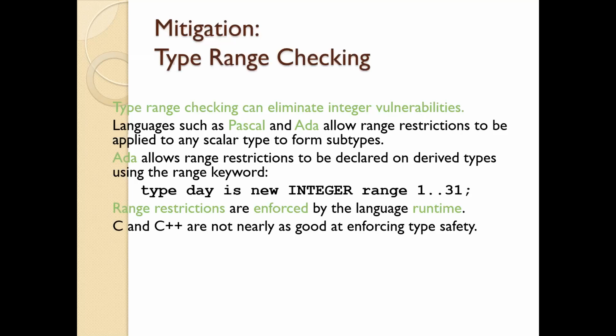So how do you mitigate these? Okay, so there are a lot of ways. A simple if statement. However, as it turns out, this mitigation, which is called type range checking, has been addressed by some programming languages, actually. So type range checking can eliminate integer vulnerabilities.